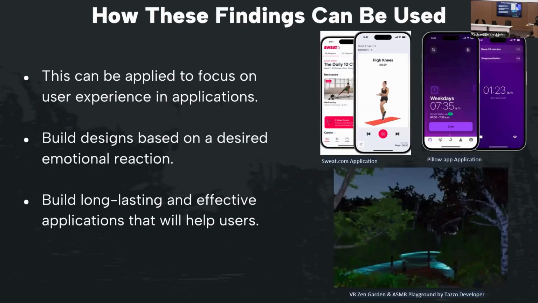So how can these findings be used? Well, this work can be applied in a variety of different things. This work can be applied to focus on how user experience and applications and how they interact with the application based on the color palette being used. This knowledge has also allowed us to build designs that will create desired effects and emotional reactions that we want to have on our users based on the color palettes that we choose.